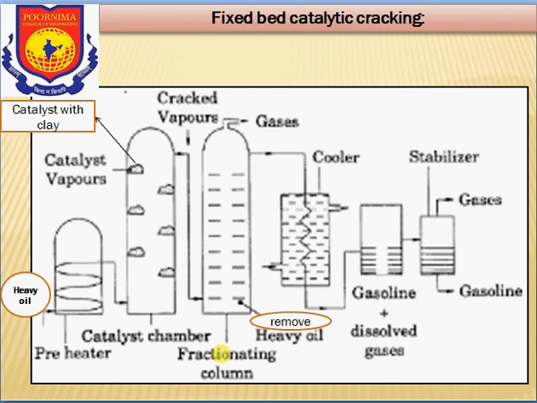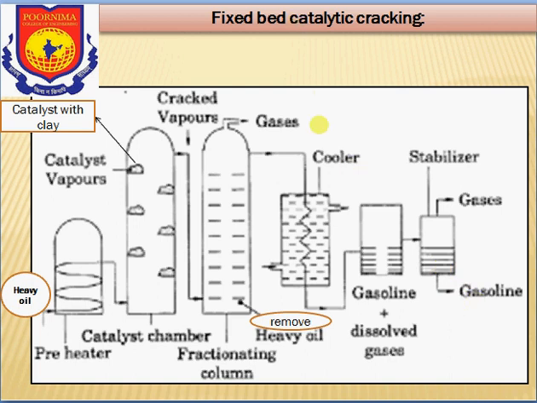fractionating column. The fractionating column fractionates all the cracked vapors, or hydrocarbons, on the basis of their boiling points. So the lower boiling point fractions are recovered here and the high boiling point fractions are removed as heavy oil. The lower fractions are cooled down using the condenser and converted into liquid, but some of the gases may be dissolved here. So to remove the gases, a stabilizer is used. The stabilizer removes the gases and recovers the gasoline or petrol.